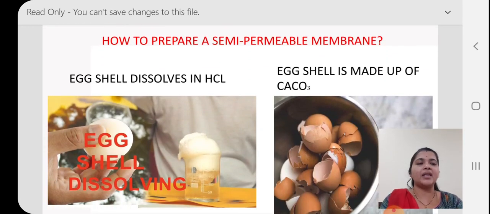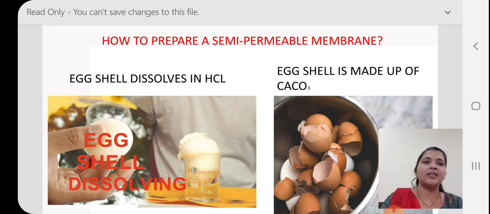So how to prepare a semi-permeable membrane, children? When you break a boiled egg, you might have observed a thin layer surrounding the egg white. This is the layer which prevents free entry of materials into the egg. So we are preparing a semi-permeable layer from egg. This membrane, that white layer of the egg, is called a semi-permeable membrane.